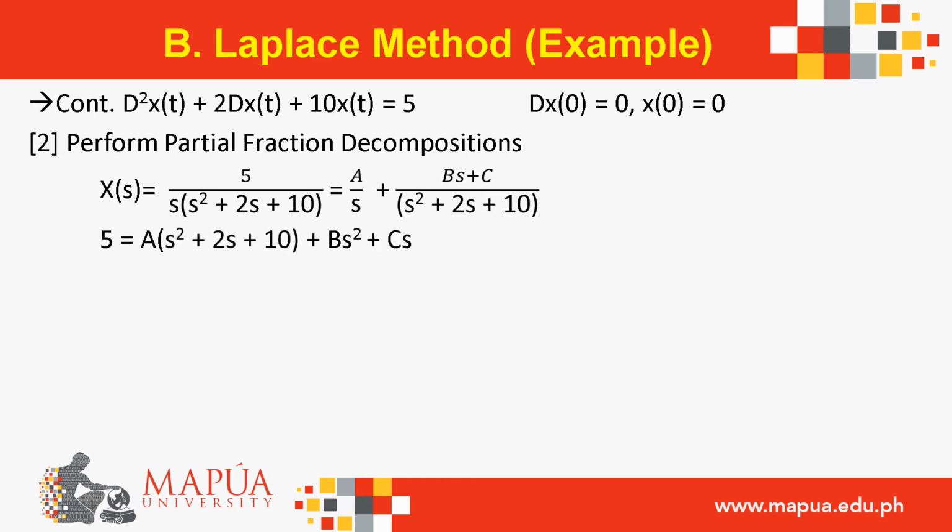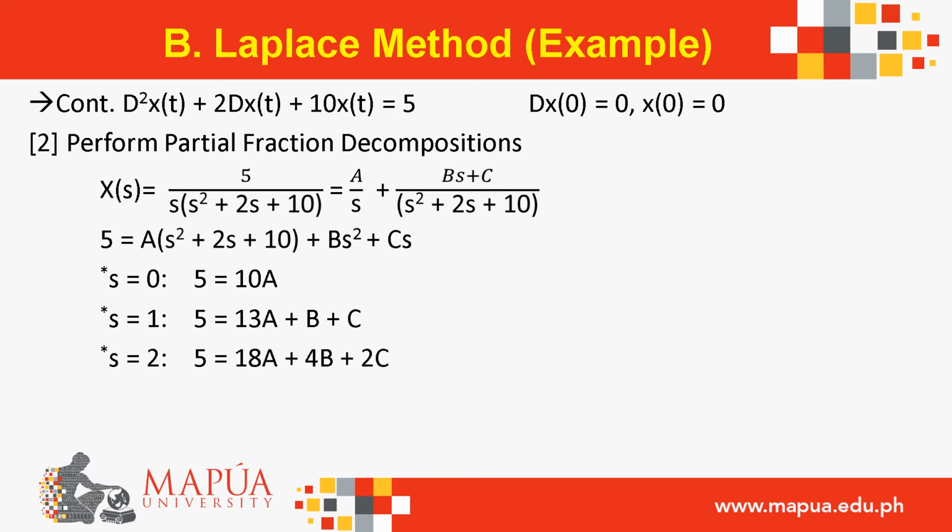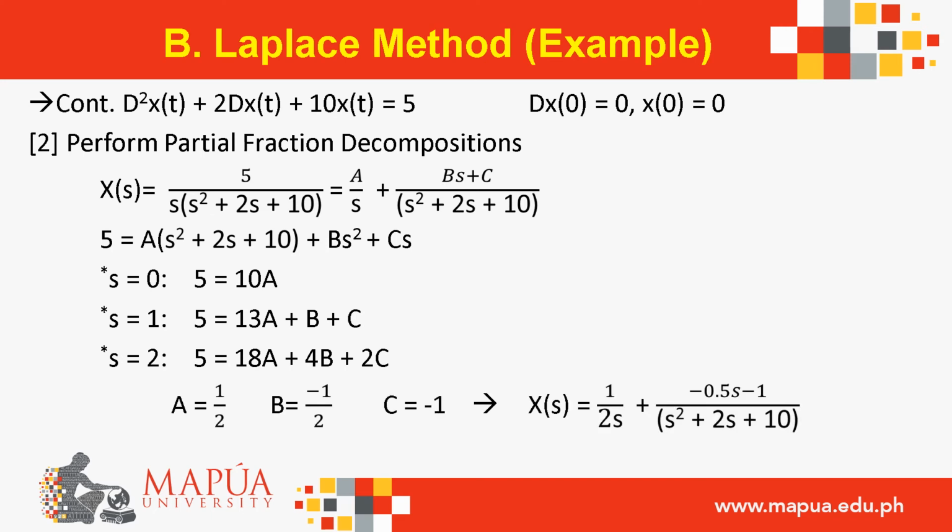Equating to the constant, 5 is equal to a multiplied by (s squared plus 2s plus 10) plus bs squared plus cs. There's a tip. You can use the Heaviside method in solving this partial fraction decomposition. For s equal to 0, 5 will be equal to 10a. For s equal to 1, 5 will be equal to 13a plus b plus c. And for s equal to 2, 5 is equal to 18a plus 4b plus 2c. Given three equations and three unknowns, we will obtain the values of the constants a equal to 1/2, b equal to negative 1/2, and c equal to negative 1.